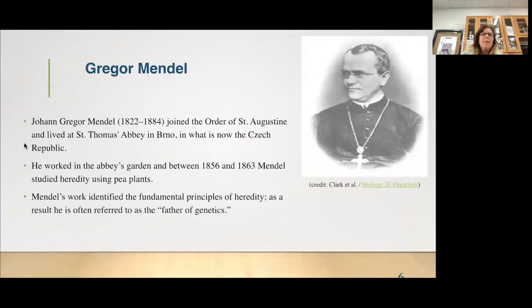He joined the Order of St. Augustine and lived in St. Thomas Abbey in Brno, which is now the Czech Republic. He worked in the Abbey's garden between 1856 and 1863. He actually was the son of a wealthy physician, actually a family of physicians.